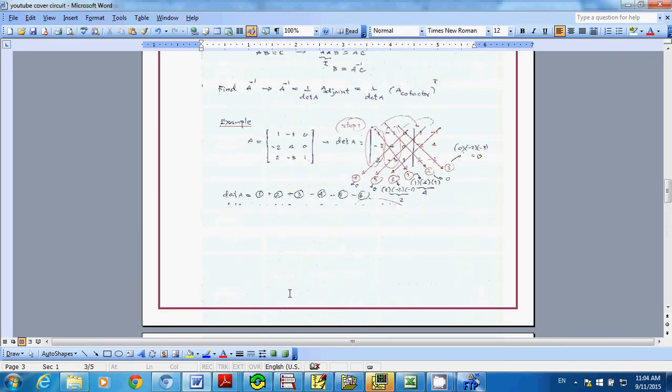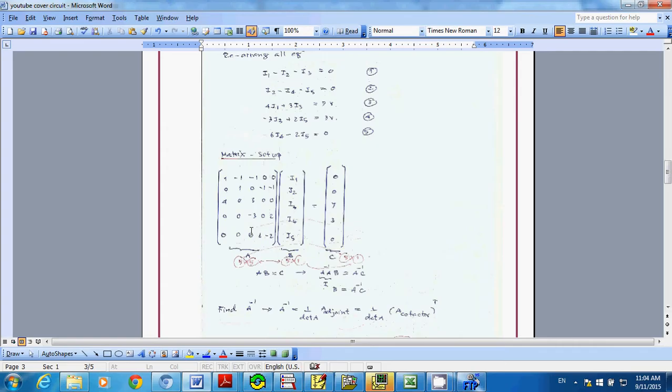For example, here I set up a matrix and I have five unknowns: I1, I2, I3, I4, and I5. I can write the matrix in the form A multiplied by B equals C, and then I simply look for B by multiplying A inverse to A. Here I get the identity matrix, and that's where you can solve for B. So the problem is how to find A inverse.